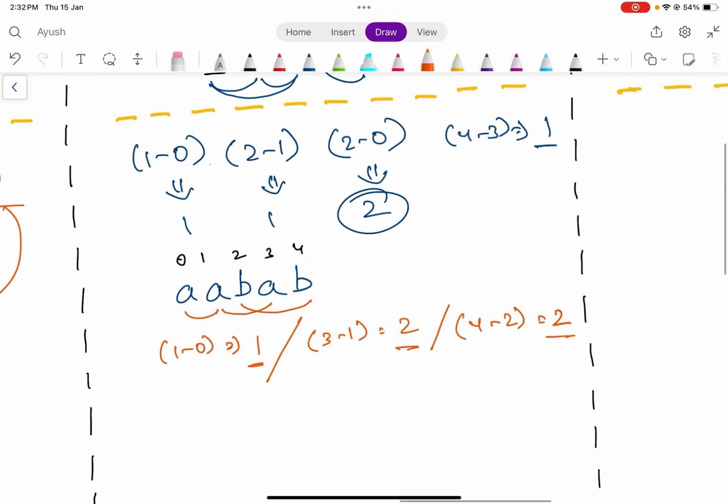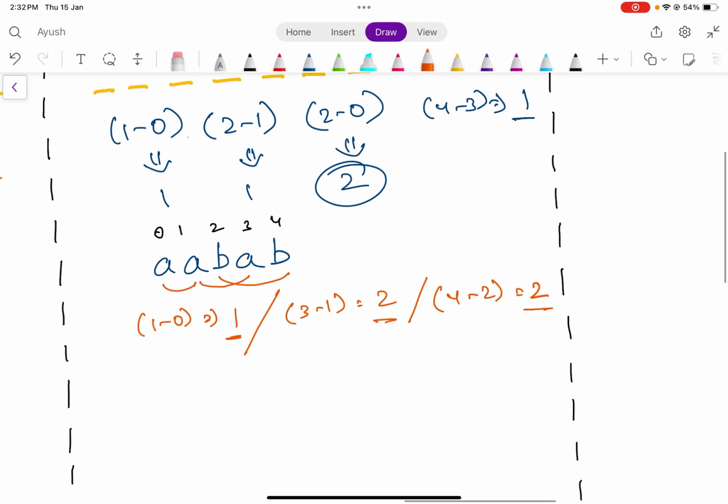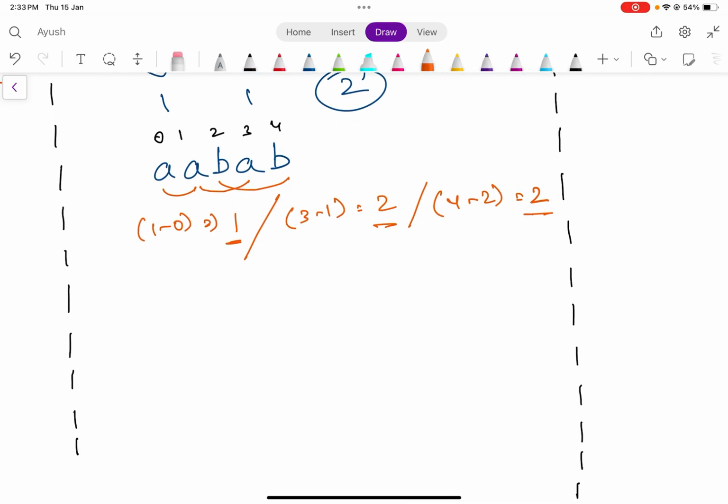Is there any way possible that we can rearrange this string such that the distance between equal characters remains odd? For this, just think about it in this way. When do we get an odd length between two characters? When at least one character is at an odd index and the other character is at an even index.